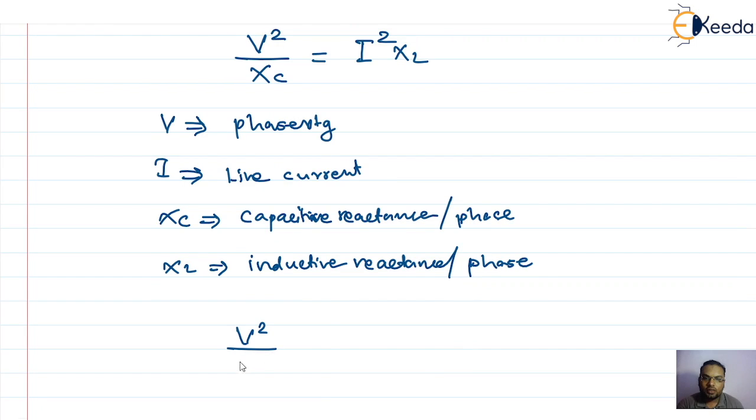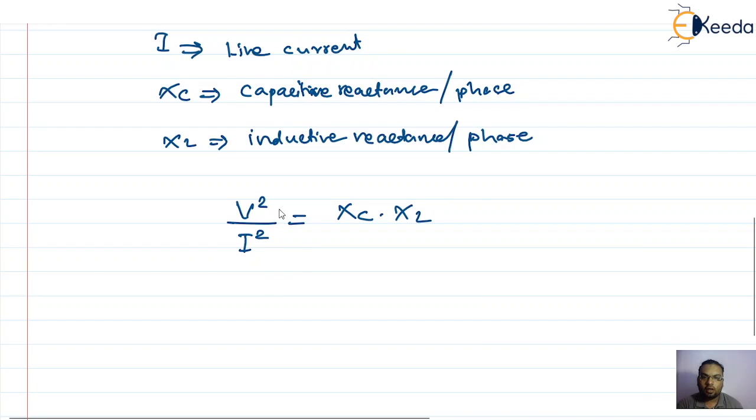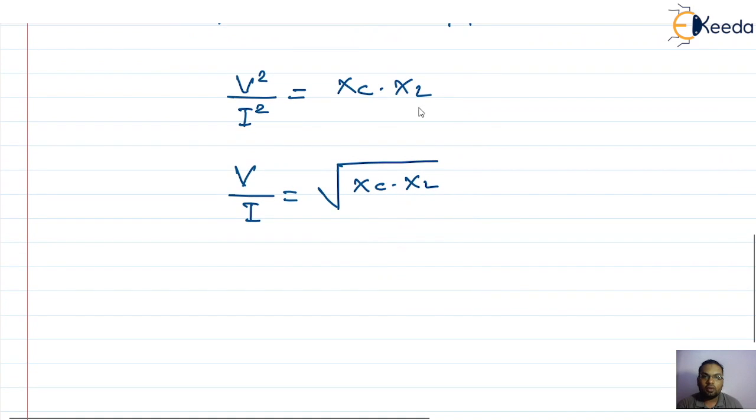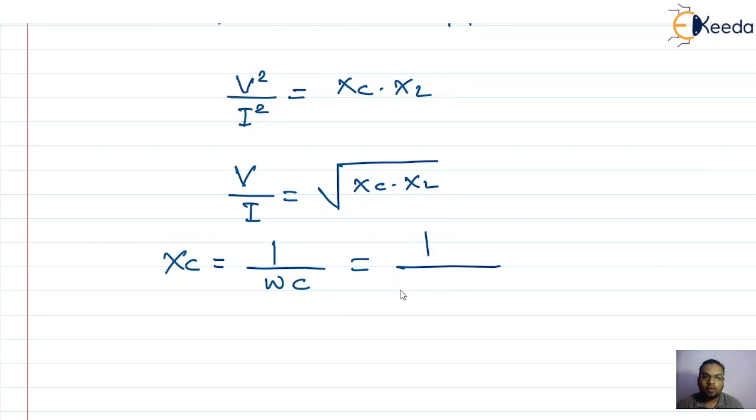So now from this we can write that V square upon I square is equal to XC into XL. Again, if I take the square root on both sides, we will get V by I is equal to square root of XC into XL. Now we know that XC we can write as 1 upon omega C, where omega we can write as 2 pi f, so 1 upon 2 pi f C.